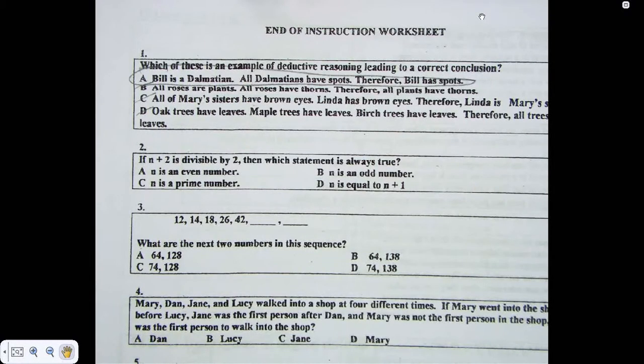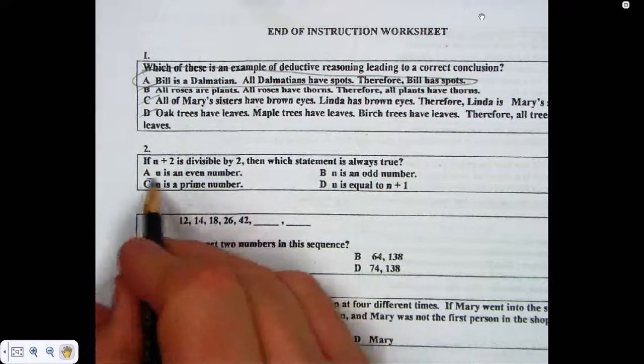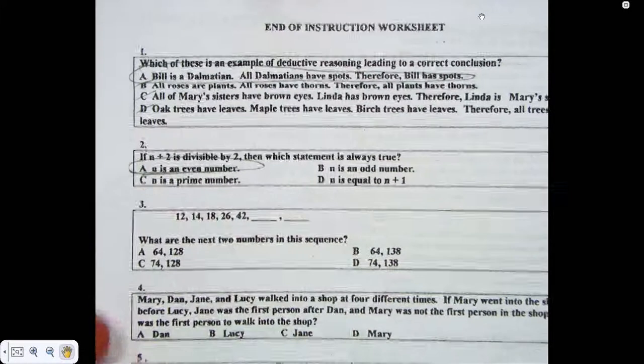We okay there? If n plus 2 is divisible by 2, then which statement is always true? A. N is an even number. N is a prime number. N is an odd number. N is equal to n plus 1. What would you say? A. N is an even number.